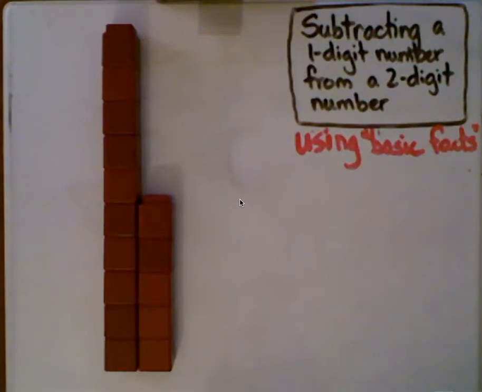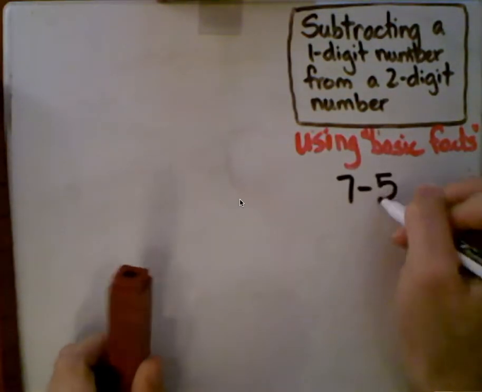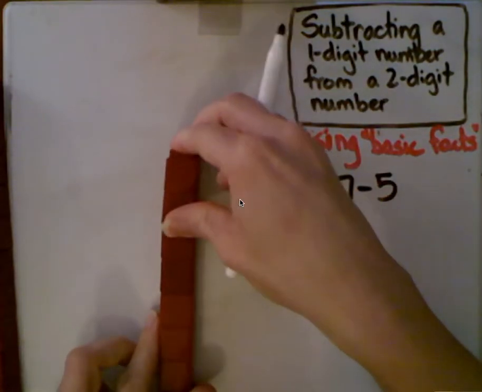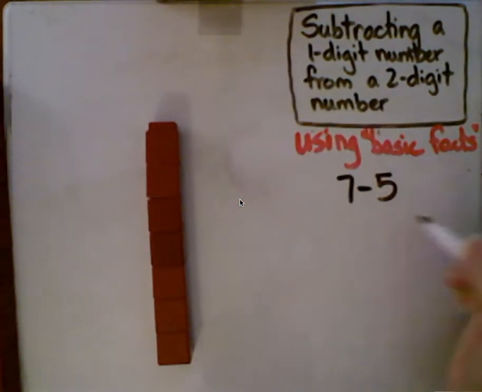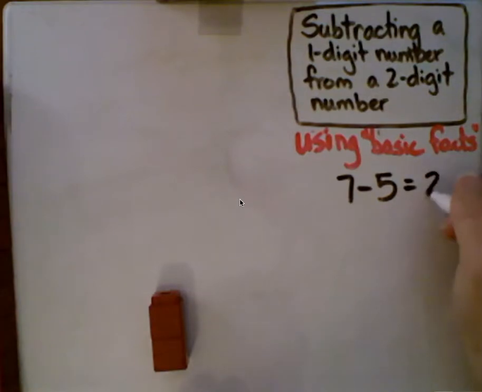Let's look at subtracting a one-digit number from a two-digit number. Let's first look at 7 minus 5. Most students, as they come to second grade, will know their basic fact of 7 minus 5. 7 minus 5 is 2.